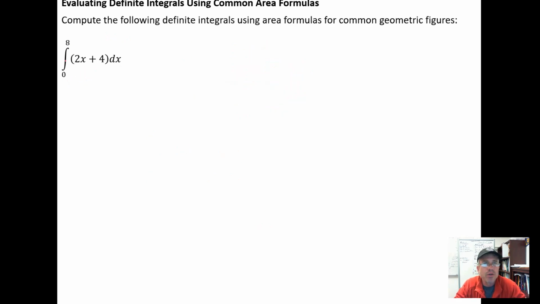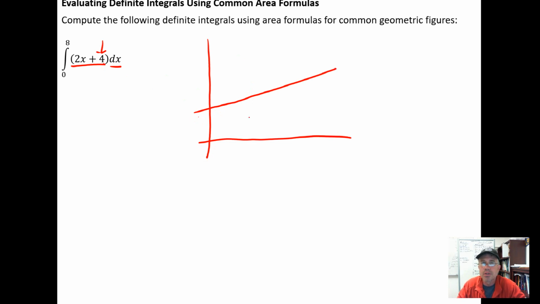This one, we want the integral from 0 to 8 of 2x plus 4 dx. So this is a linear function, and that linear function has a y-intercept at 4 and a slope of 2. So it's going to look something along these lines. If we draw a picture of it, it's going to go up, and we're going from 0 to 8.